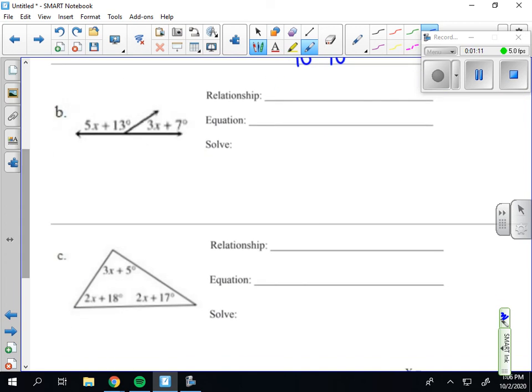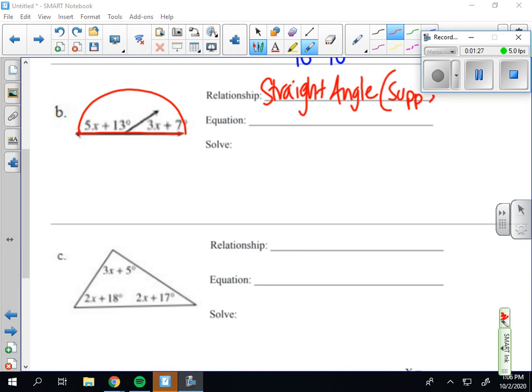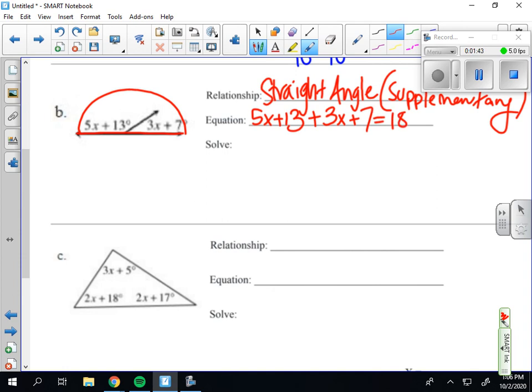The next question gives me a straight angle pair, right? So two angles that make a straight line are, I'm going to say straight angle, which is another way of saying that they are supplementary, right? They add up to 180 degrees. So that means my equation is going to be 5x plus 13 plus 3x plus 7 equals 180 degrees. Okay, adding those two angles has to give me 180 degrees because it's a straight line.